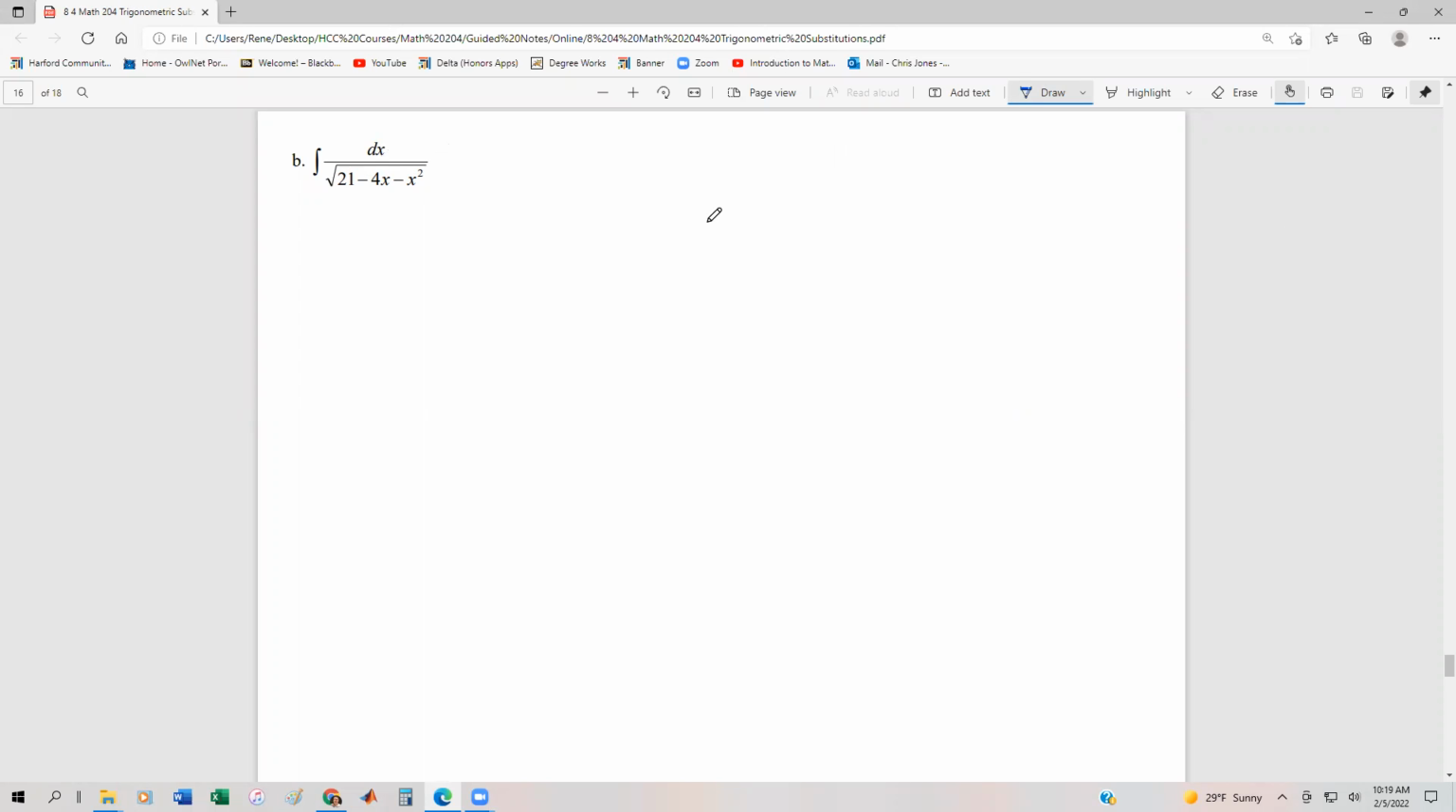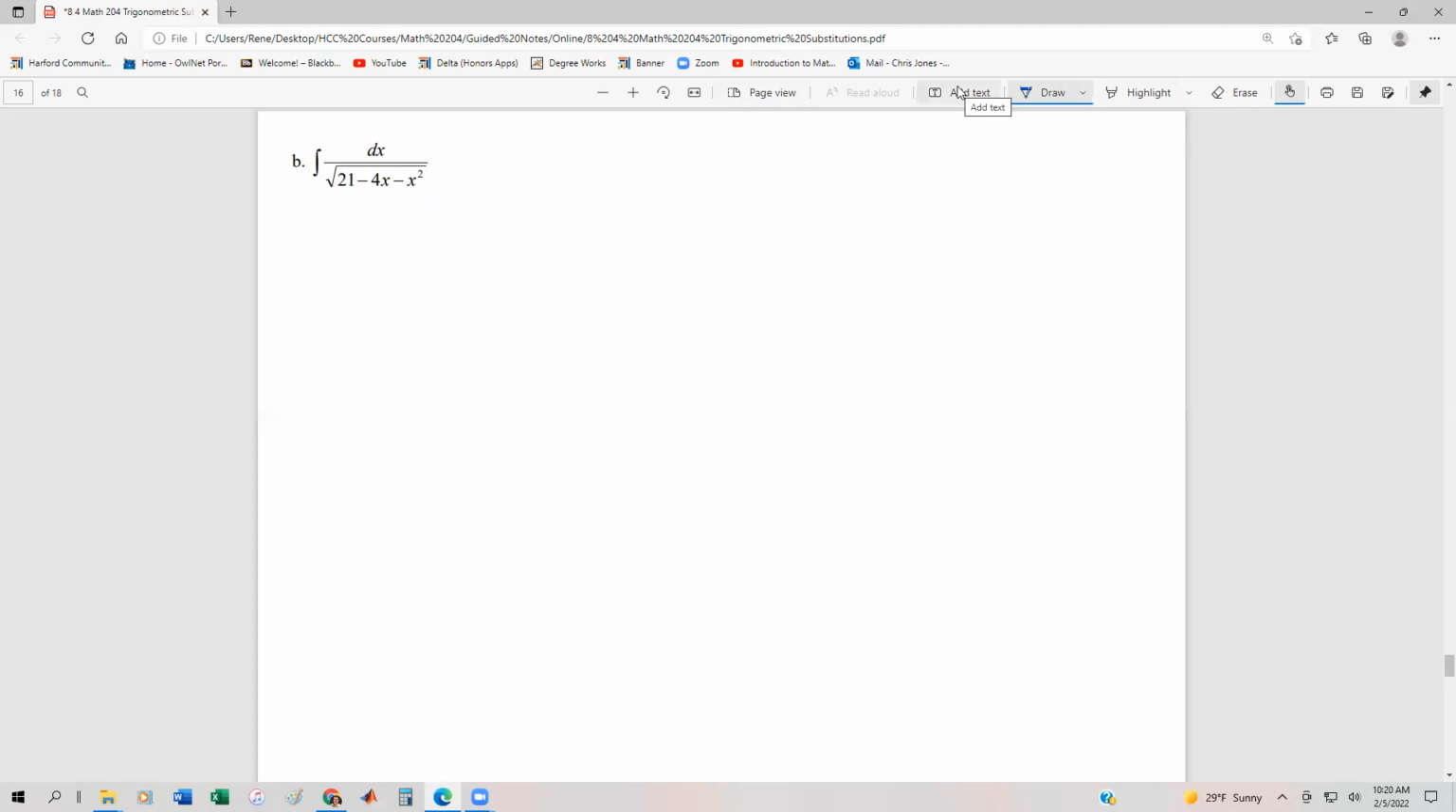So what we're going to do is rewrite this. And remember, the trick is to take half of the middle coefficient and square it. So that's going to be negative 4 over 2 squared, which is going to be 4. But we're going to have to be careful when we try to rewrite this. Let me show you the trick to rewriting this one because of all the negatives in there. We're going to have to add and subtract 4 to make this work.